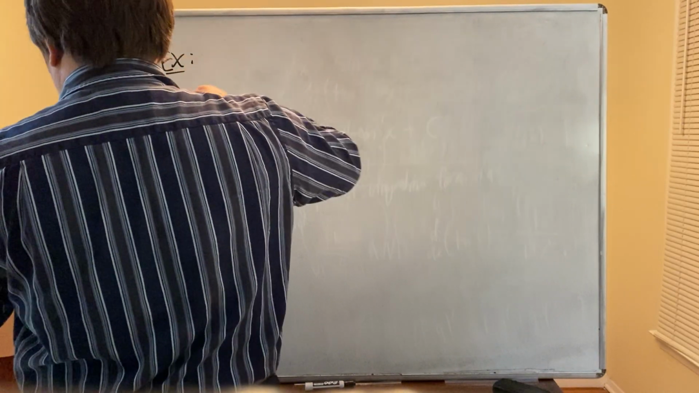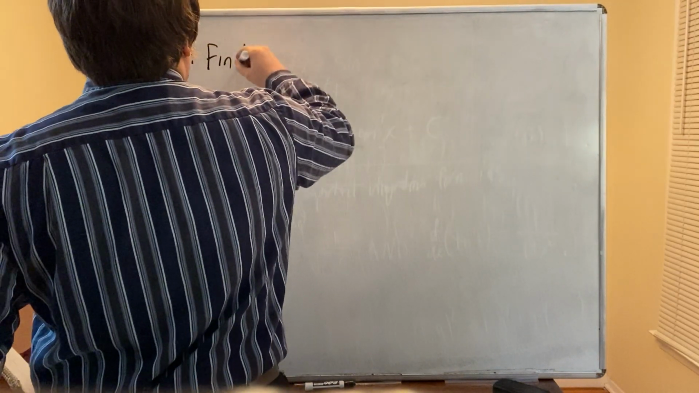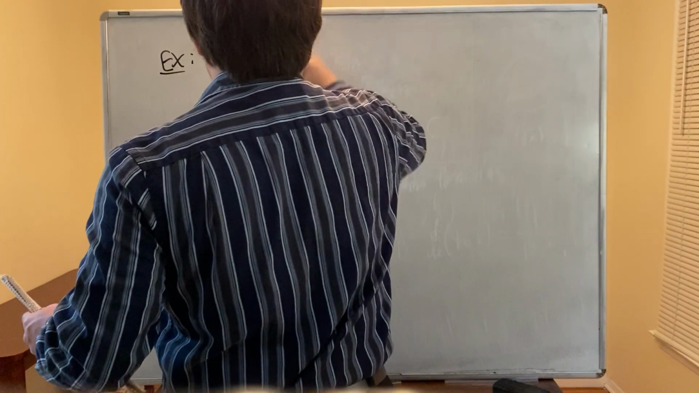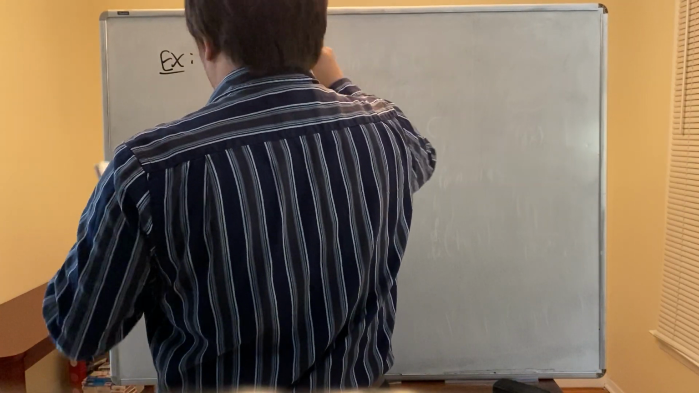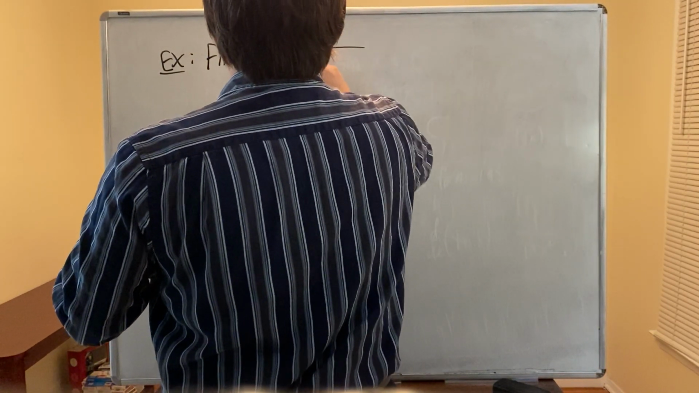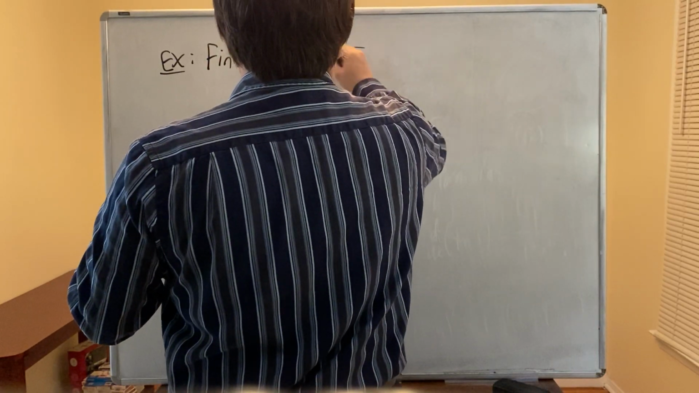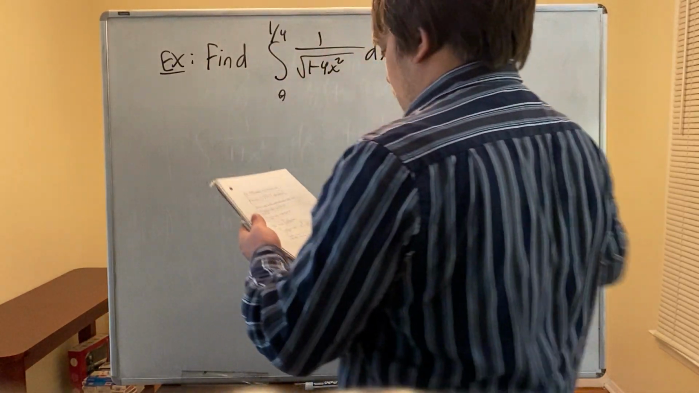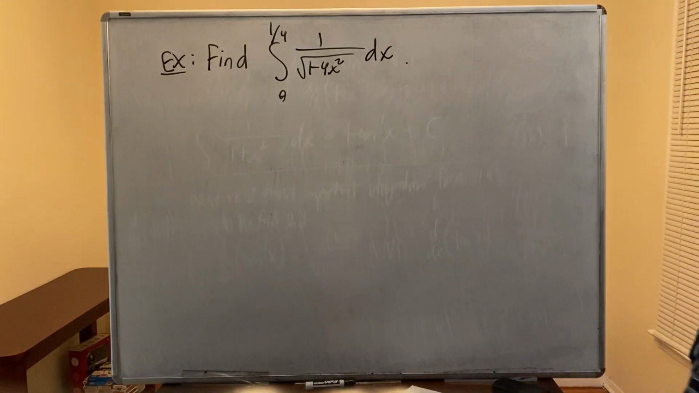Next example. Find the definite integral from 0 to 1/4 of 1 over the square root of 1 minus 4x squared dx. Okay. So to do that, we're going to use U substitution.